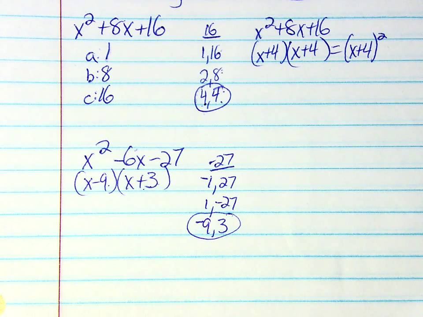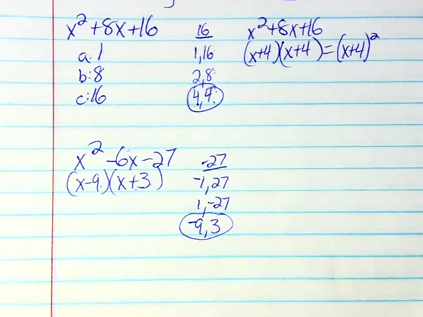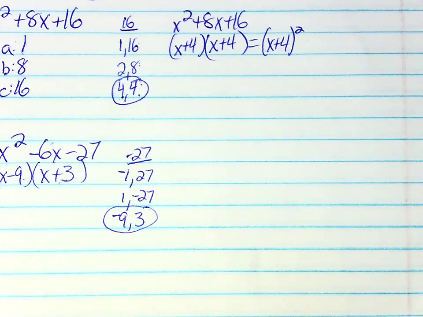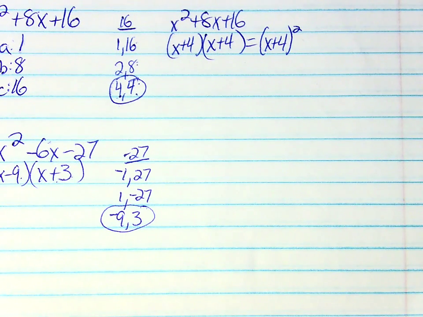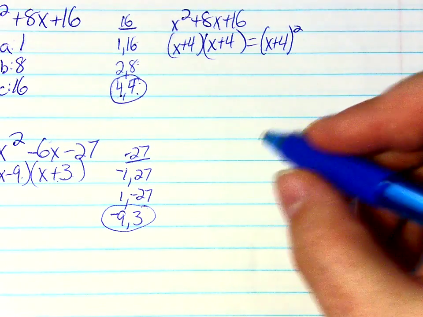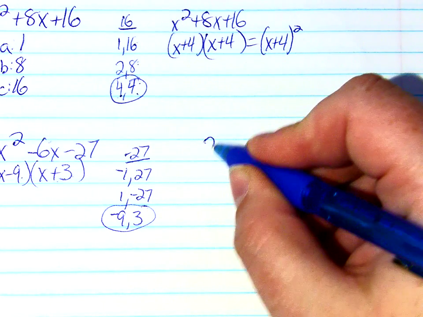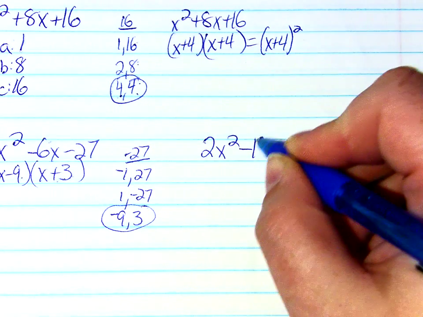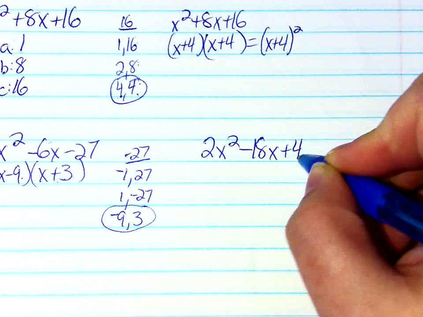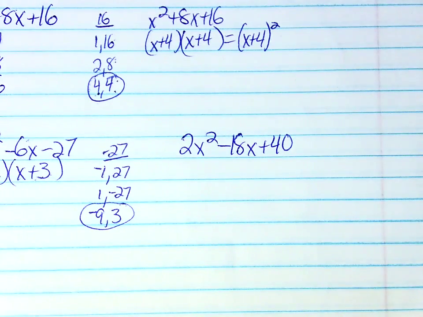So that's the gist of factoring when a is 1. Now, occasionally, you'll see something like this. Let's do this here. Say I had 2x squared minus 18x plus 40. This is kind of what we had done yesterday. You're like, well, a is not 1 here, Mrs. Sabia. You have not yet taught us how to do this.